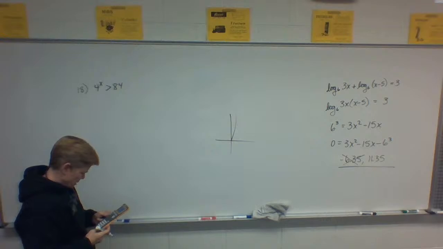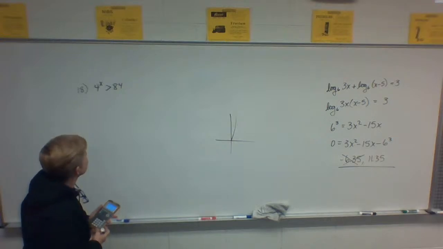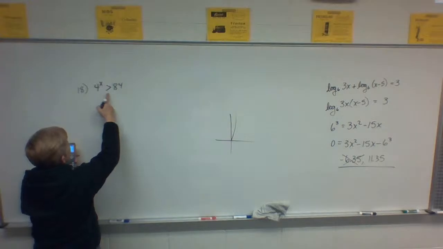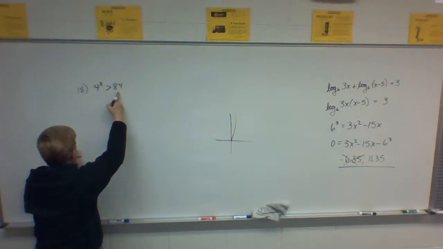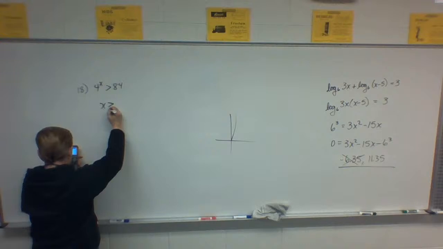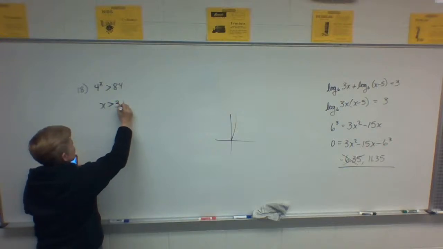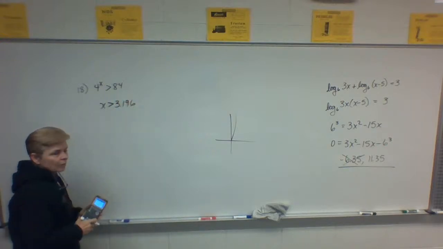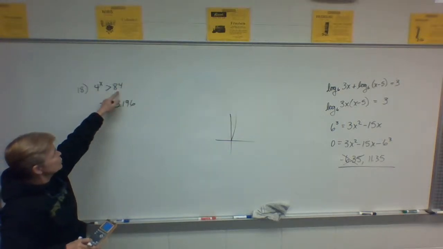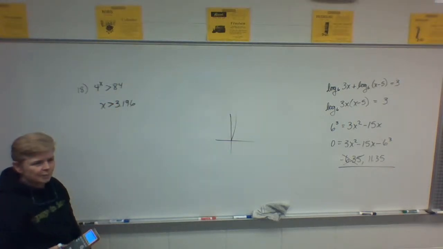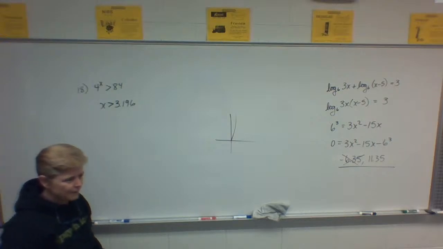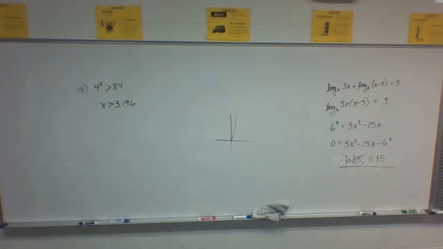And we get 3.196. So for the blue one to be greater than the red one, which is the line, x has to be greater than 3.196. And as long as x is bigger than that, then the blue one will be bigger than the red one. Does that make sense? You see how to interpret it? Yeah, good. Most people get this one right too.